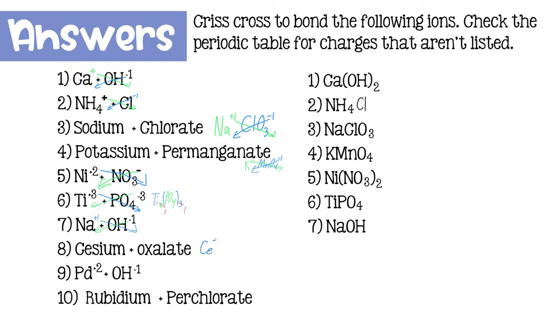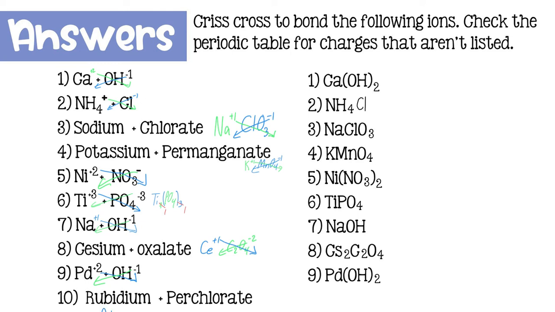Number 8 looks at cesium, or Cs +1, and oxalate, which on our chart is C2O4 -2. We crisscross our charges to get Cs2C2O4. Remember, if there's only one of your polyatomic, you do not need parentheses. Now looking at number 9, we have palladium +2 and hydroxide -1. If we crisscross our charges, we get Pd(OH)2. Make sure you include your parentheses because there is more than one of your polyatomic.